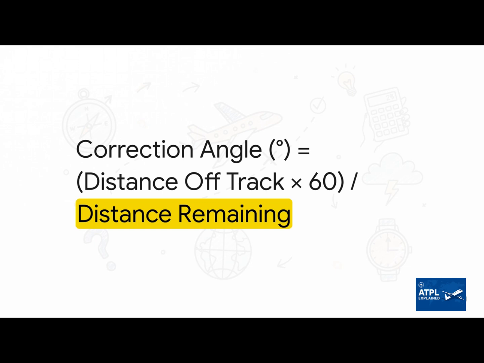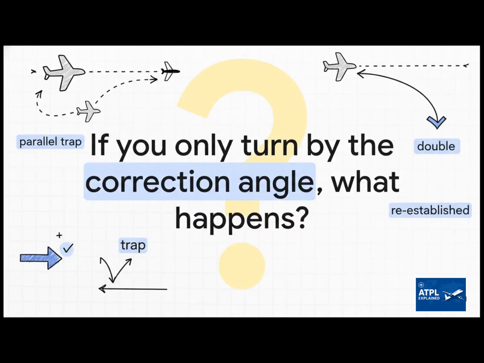That gives you the angle you need to turn to perfectly intercept your original track right at your destination. But here is the classic trap with this rule. If you only turn by that closing angle, what's going to happen? Well, you'll just start flying a new path that's parallel to your original track. You'll never actually rejoin it.